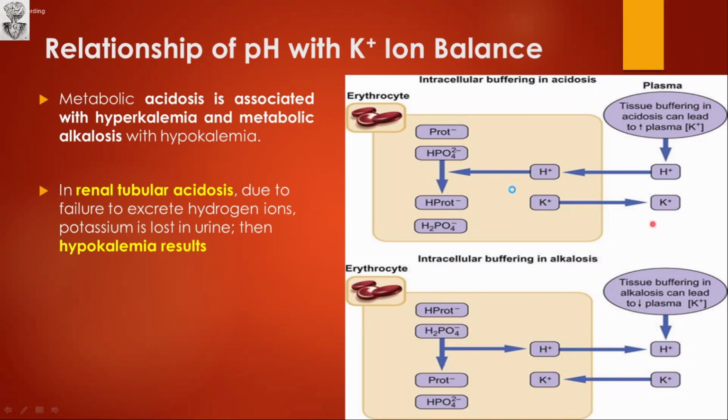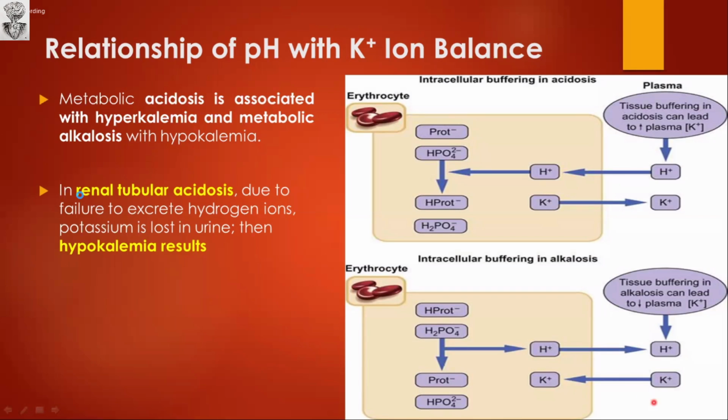So the first case is that if we have acidosis, there will be an efflux of potassium from the erythrocytes to the serum because of the entrance of hydrogen cations. The vice versa will happen when we have an alkalosis condition. The hydrogen ions will start to move outside of the cell, exchanged with potassium ions, causing a condition of hypokalemia.